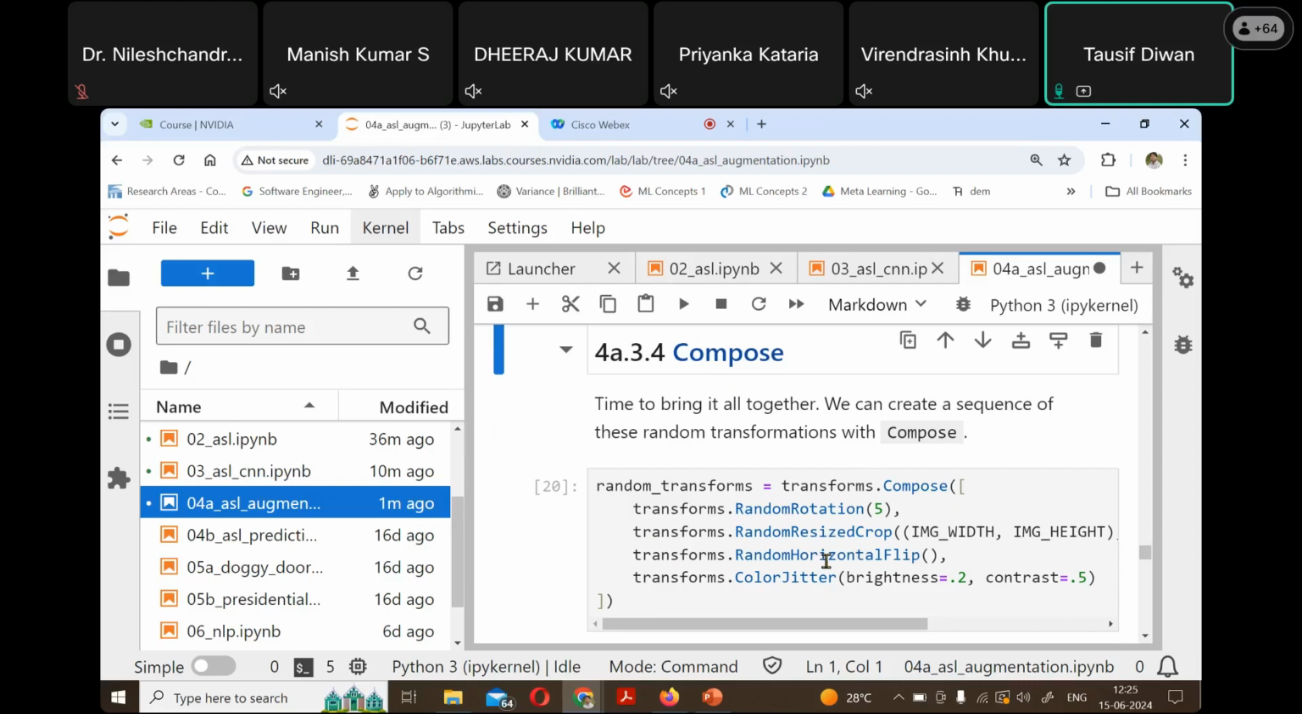One thing I want to explain: we are applying horizontal flip, but not vertical flip. What could be the reason? When we apply horizontal flip, the category would be the same. But when we apply vertical flip, the category of the image might change. This should not happen because it is an American Sign Language data set. So vertical flip is not allowed here, while horizontal flip is allowed. It completely depends on the context of the application.